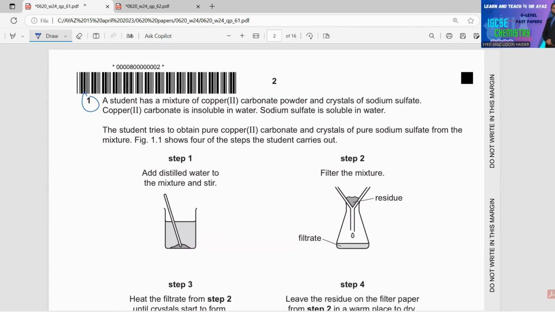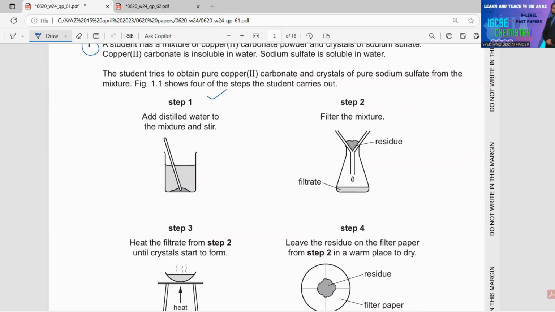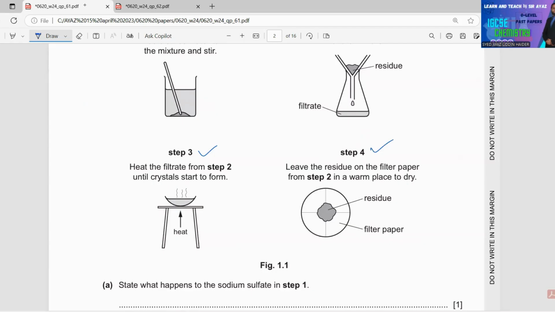So in step 1, the student has added distilled water to the mixture and stir means mix. Step 2, filter the mixture. Step 3, heat the filtrate from step 2 until crystals start to form. Step 4, leave the residue on the filter paper from step 2 in a warm place to dry.